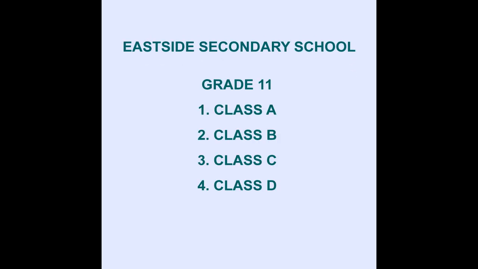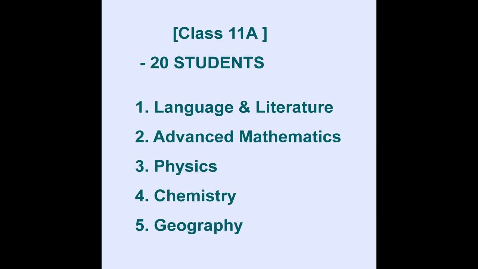Let's start by taking Eastside Secondary School as an example. At Eastside Secondary School, we have 4 grade 11 classes and a total of 16 different subjects. First class, 11A, has 20 students. They are taking 5 subjects in their subject stream: language and literature, advanced mathematics, physics, chemistry, and geography.